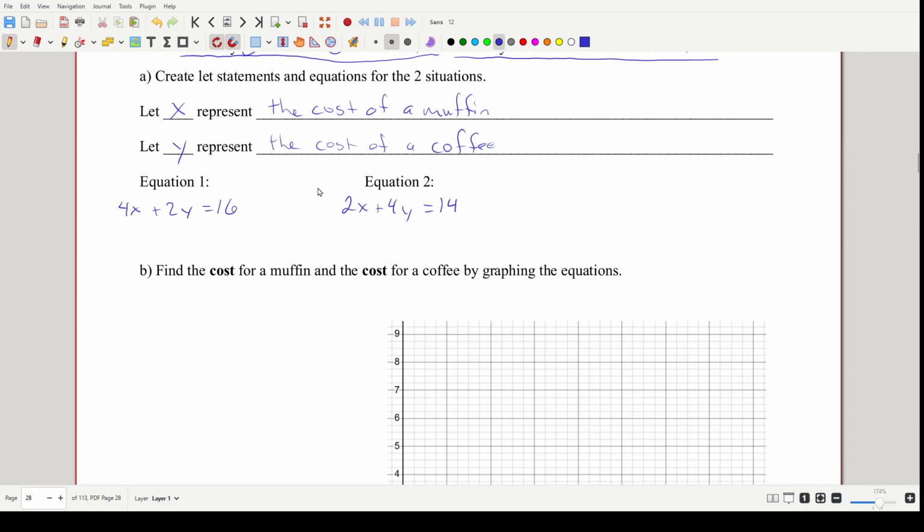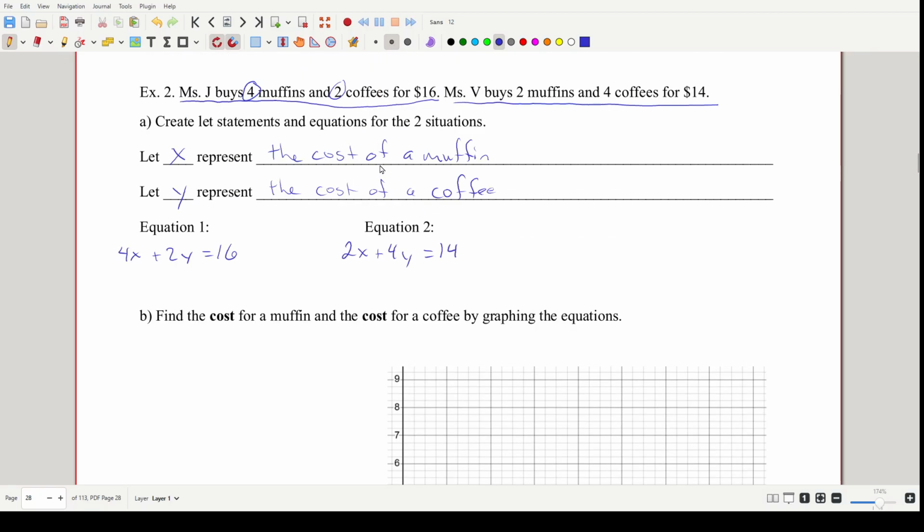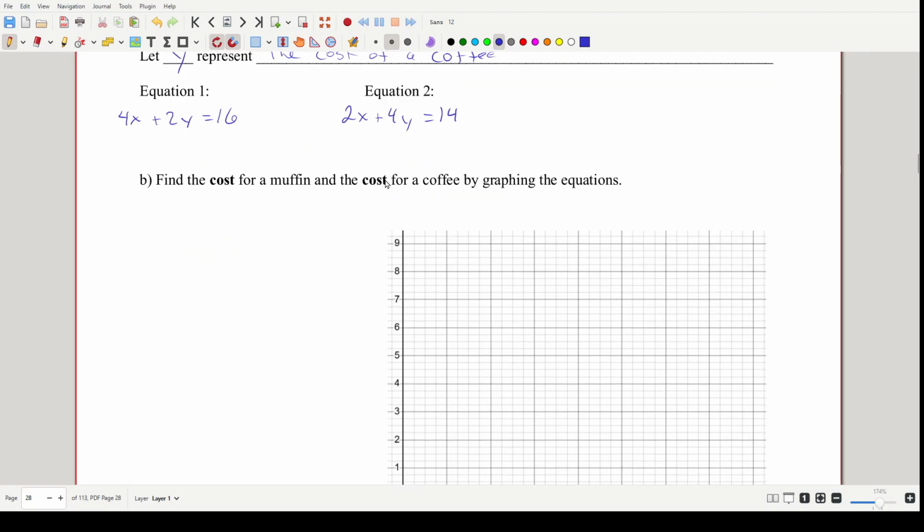So we're going to graph these 2 equations, and if we can find a point of intersection for these 2 equations, we know we can use that to determine the cost of both the muffin and the coffee, because we're going to have the point, the X and Y. Well, X and Y represent each of these values. Okay, let's go graph it.